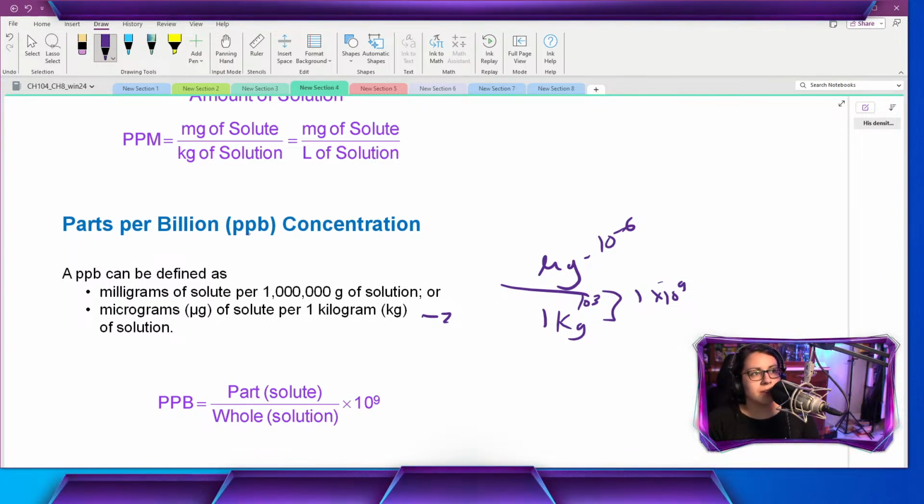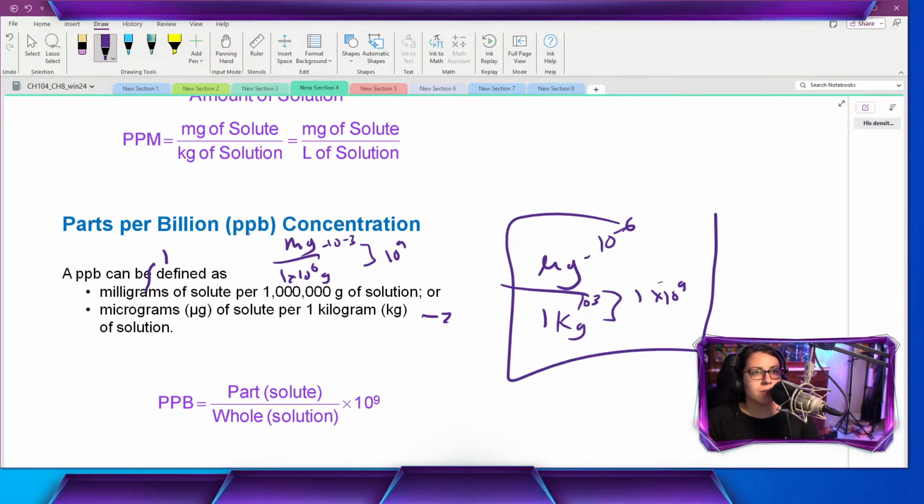Questions about that? And notice I kind of skipped over this. This is milligrams per a million grams, and there's your 10 to the 9th. This is 10 to the negative 3rd, and that gives you your 10 to the 9th, but this isn't as intuitive for me. So I really like thinking about parts per billion like that. Questions?